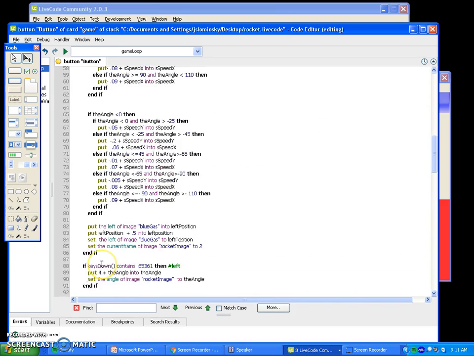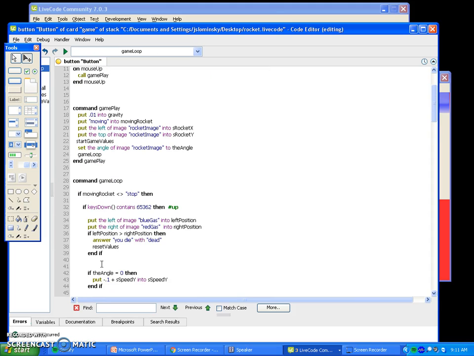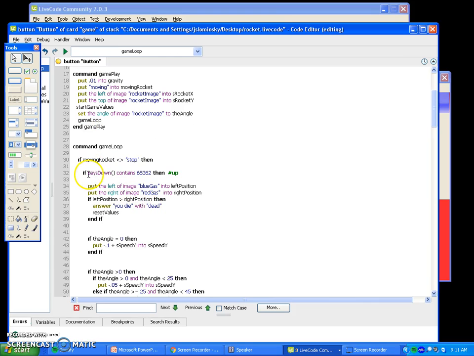All this code runs as long as moving rocket does not equal stop. If moving rocket equals stop, it's not going to execute any of this code because it's not moving. So what this does: this keys down command basically just checks to see what you're pressing. And if it contains 65362, then all this line is saying is if the user pressed up.